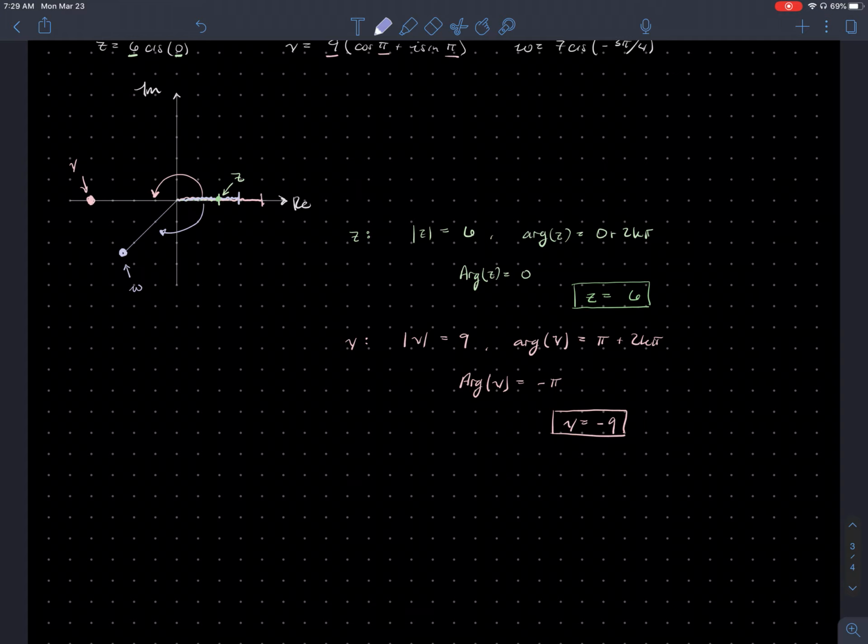Okay. Now lastly, we have this W. So this W will have a modulus of 7, an argument of negative 3 pi 4 plus 2k pi, and a principal argument of negative 3 pi 4ths, because negative 3 pi 4ths is in that interval. Okay, so that is that on that one.